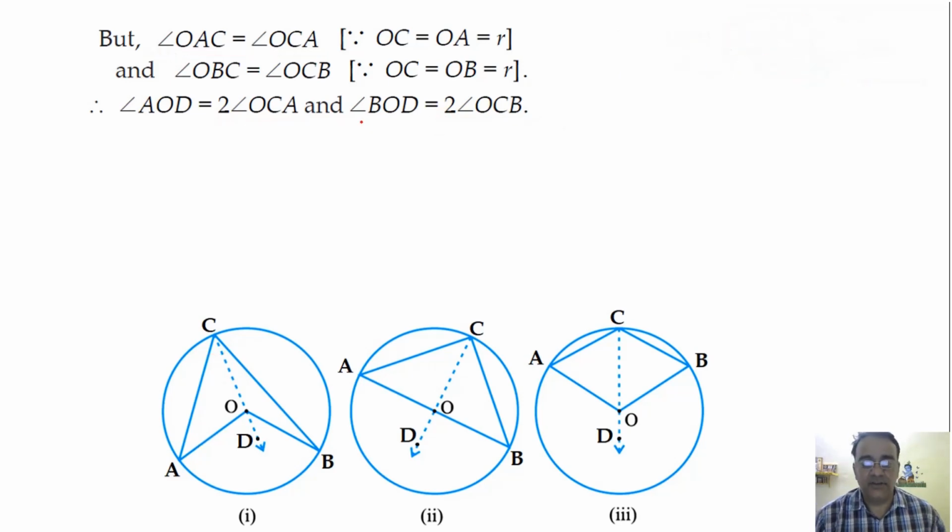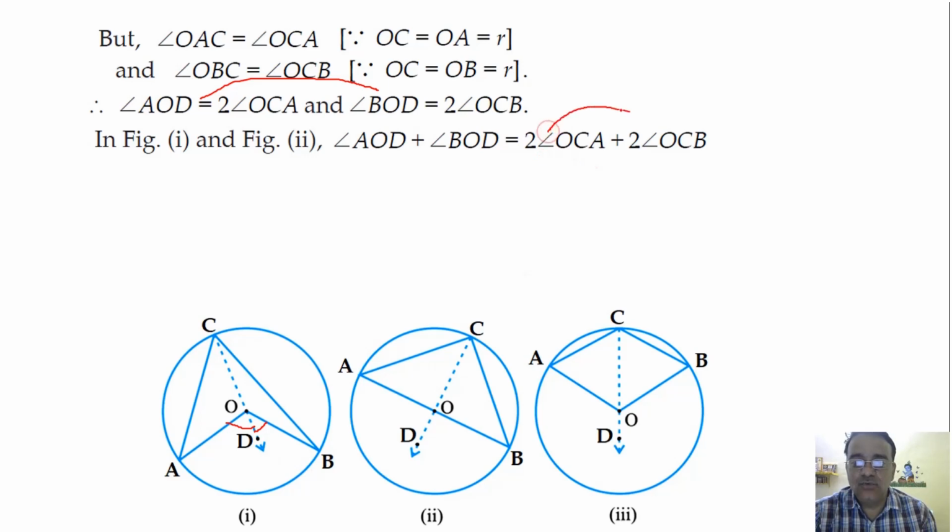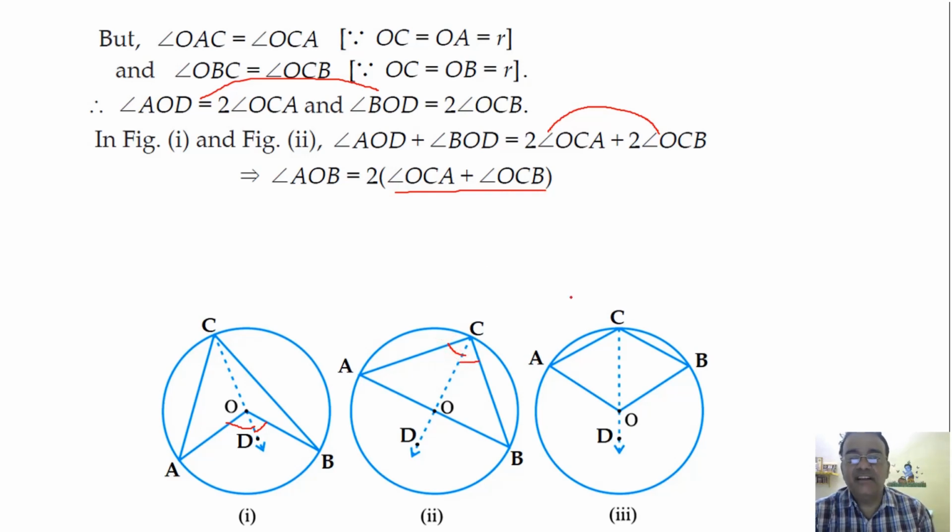Yes, sir. Okay. Now, in figures 1 and 2, if we add these two, what will we get? Adding angle AOD and angle BOD, we get angle AOB, right? And if we take 2 common from these two, and add this one and this one, we'll get angle ACB. So the proof is done for the first and second figures.